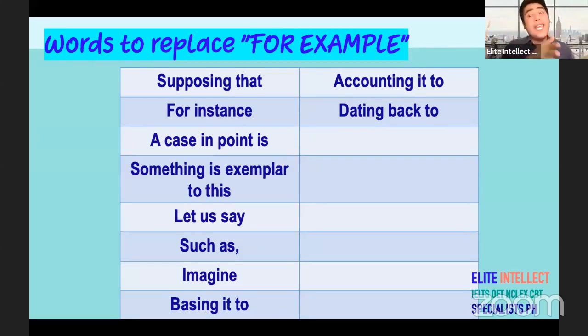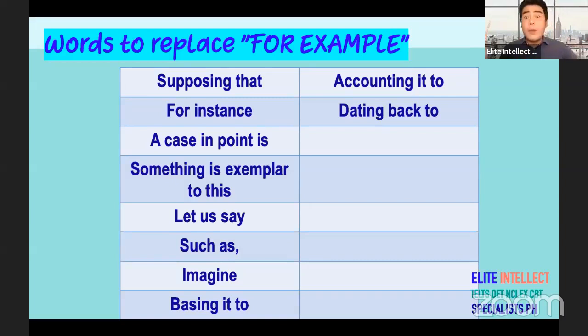Something is exemplar to this. The country is exemplar to this. The action is exemplar to this. The person is exemplar to this. There you go. "Let us say." "Such as," when you're trying to enumerate something or a series. "Imagine all the people." Imagine if many students learn how to read at an early age, there will be development and progression with their capacity. There you go. What else?